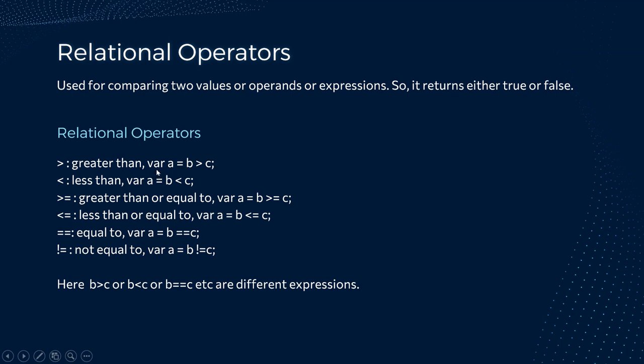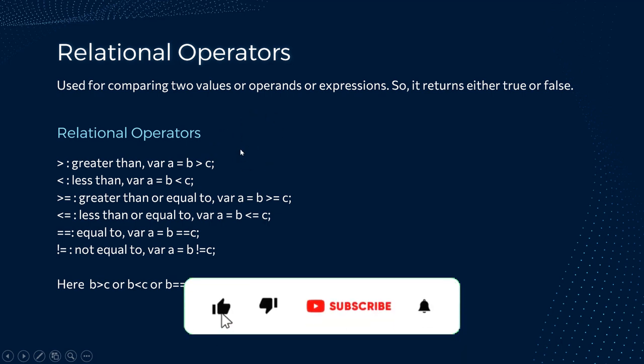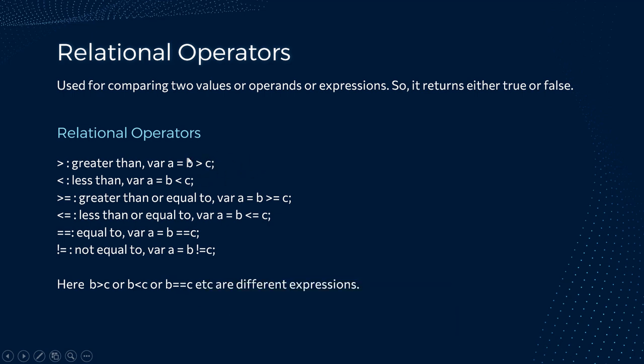And here is an example, like in greater than: A is equal to B is greater than C. This expression will always return either true or false. So when we combine relational operators with operands, the output is always either true or false. That is the relational operators. Here B is greater than C, or B is less than C, or B is equal to C, and so on. These are all different expressions, and the output of each expression could be either true or false.